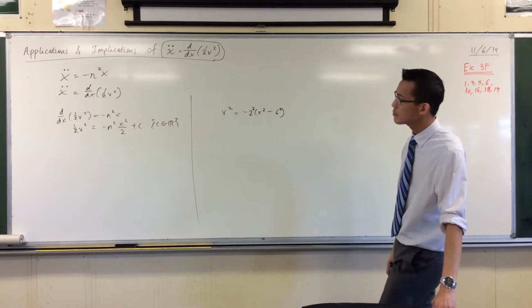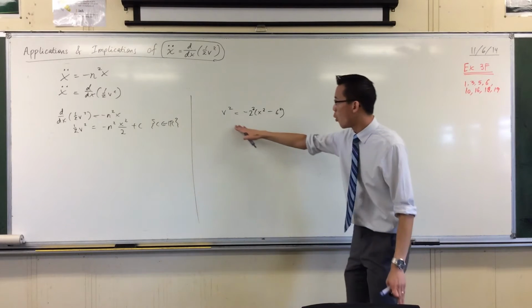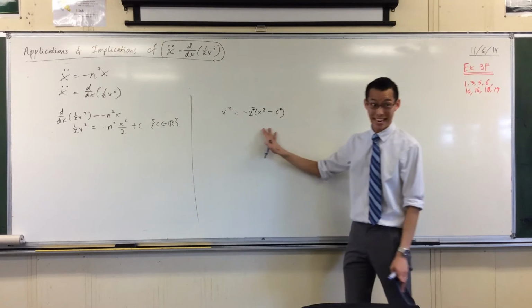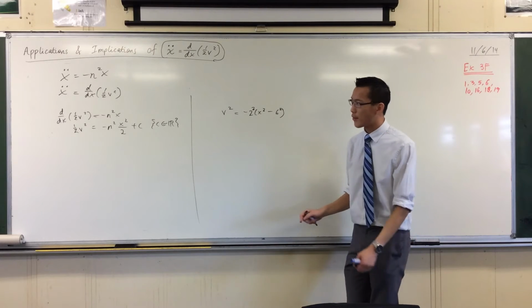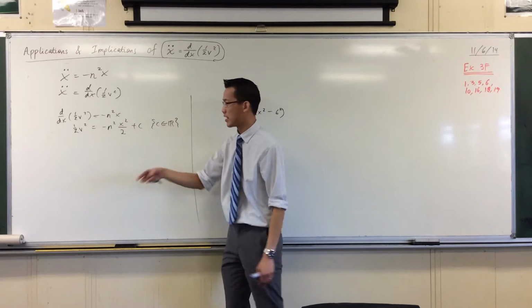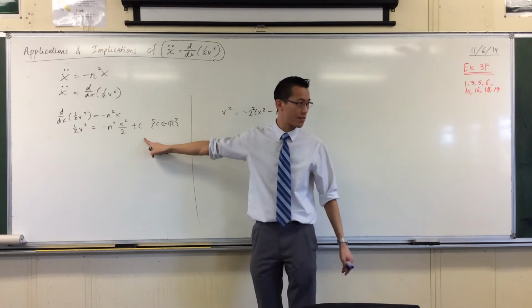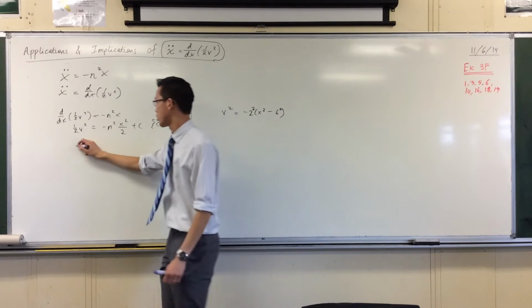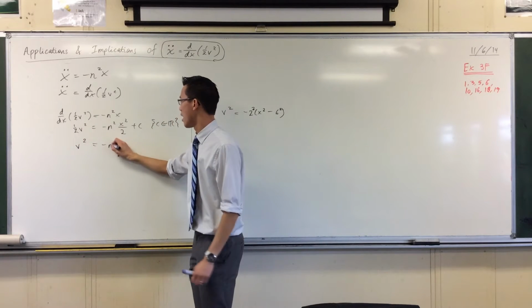Now, I'm getting towards something like this, aren't I? I'm getting there, but I've got two problems. Number one, it's not in terms of v². Number two, I've still got this constant flying around. Well, hold on a second. Let's get rid of the half. That's not hard to do.